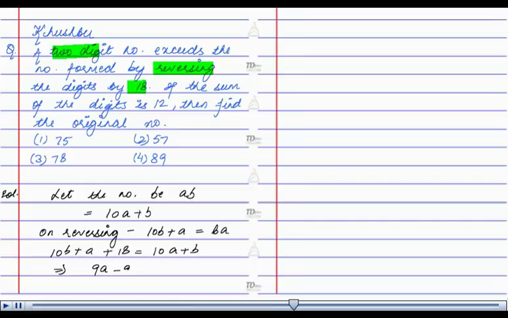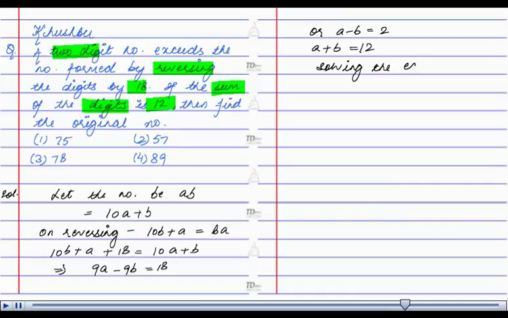9A minus 9B is equal to 18, or A minus B is equal to 2. The second condition that has been given is that the sum of the digits is 12, that is A plus B is equal to 12. Solving both the equations, we get A as 7 and B as 5. So, the required number is 75, and hence the correct answer is option number 1.